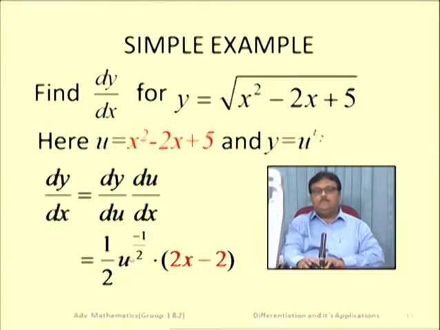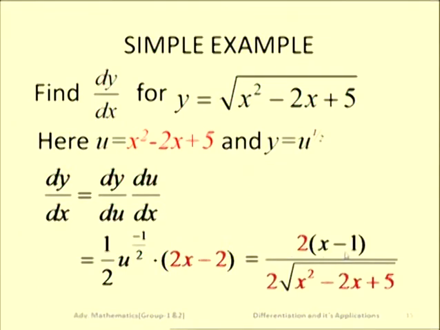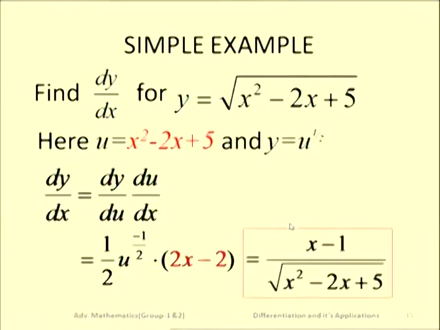Now, substituting the value of u, that is x square minus 2x plus 5, and taking 2 common from these two terms, we have 2 times (x minus 1 upon 2)... and if we substitute the value of u here, it is x square minus 2x plus 5 raised to the power minus 1 half. If we take it to the denominator, the power becomes plus, and 1 half power is square root, as we know. So it is root of x square minus 2x plus 5. Now this 2 and 2 will get cancelled. So we have x minus 1 upon root of x square minus 2x plus 5. That is the derivative of y with respect to x.